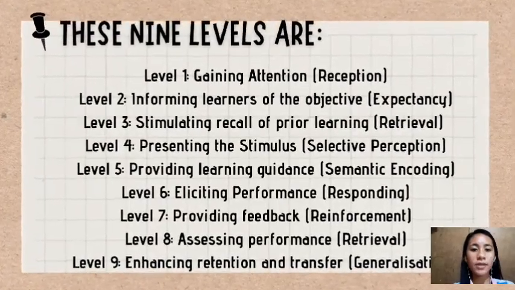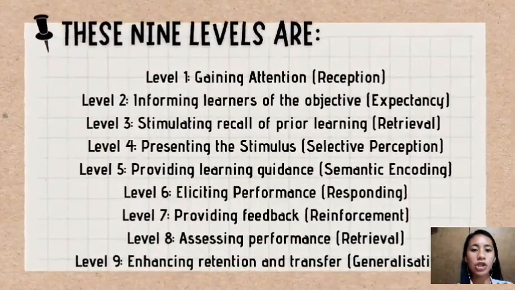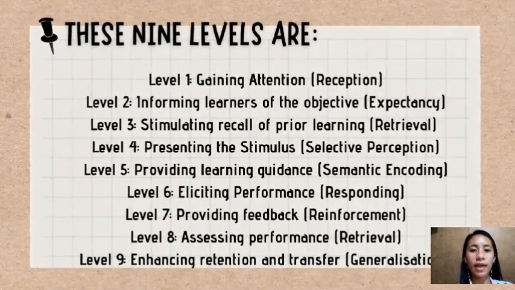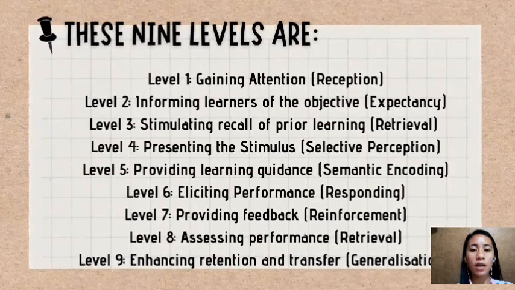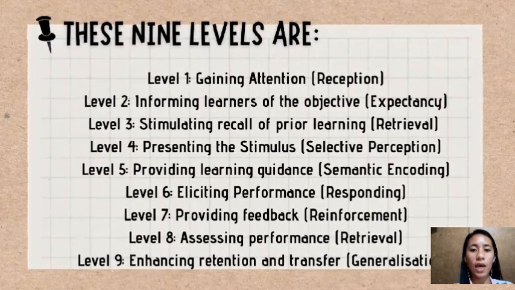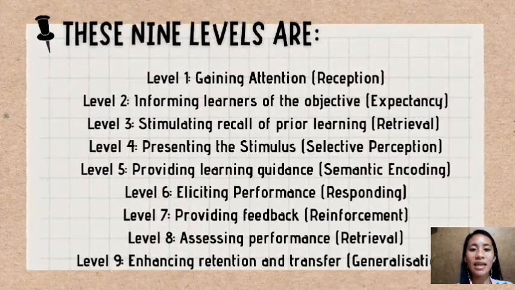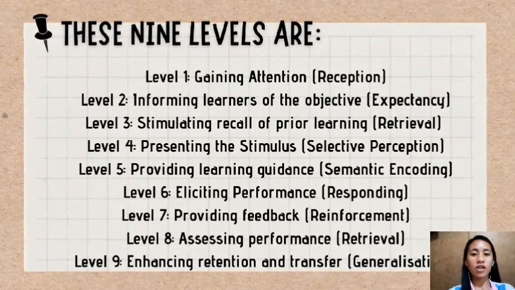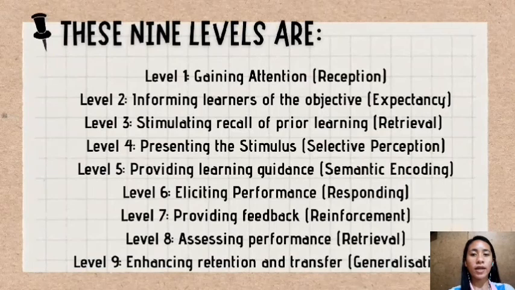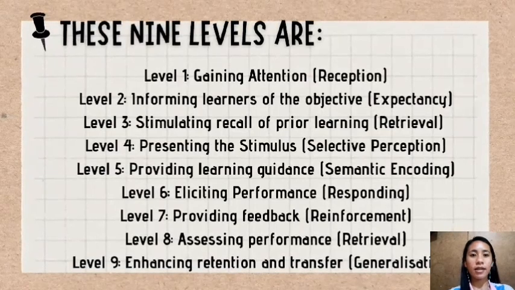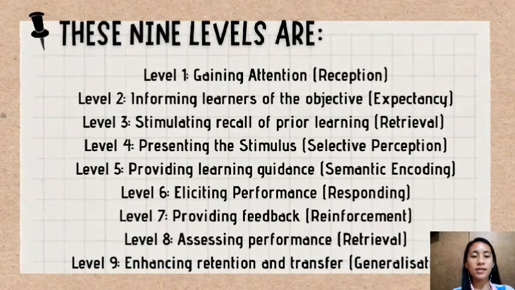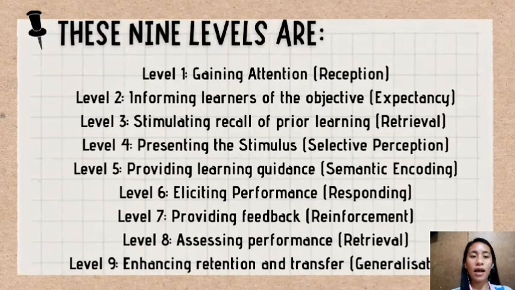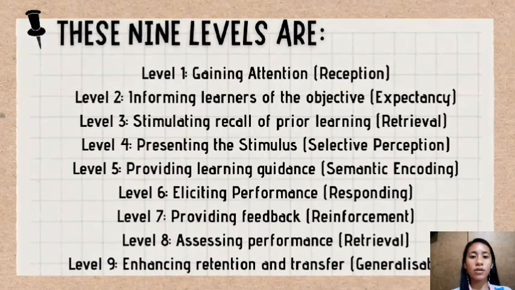Each step highlights a form of communication, and when one step is completed, learners tend to retain and apply the skills taught in a better and more effective way. So these nine levels are: first, level 1, gaining attention. This is where the teacher piques the learner's interest, such as giving a little twist of games for them to catch their attention.